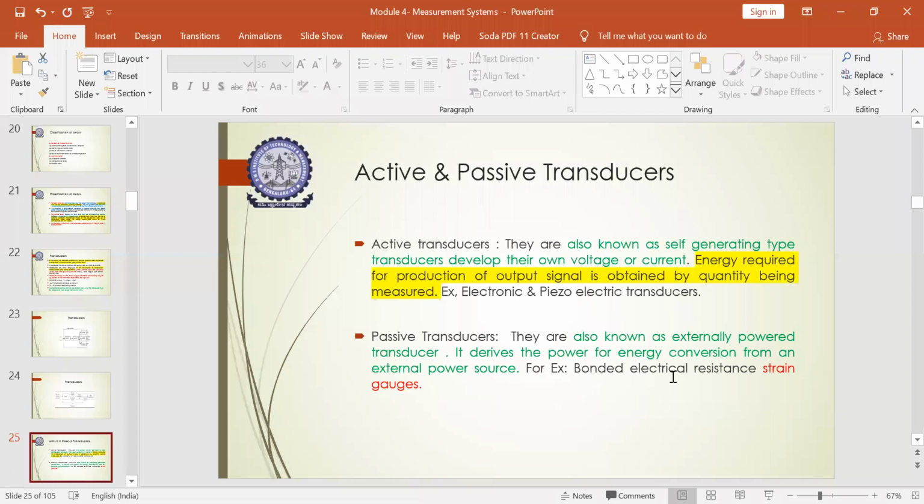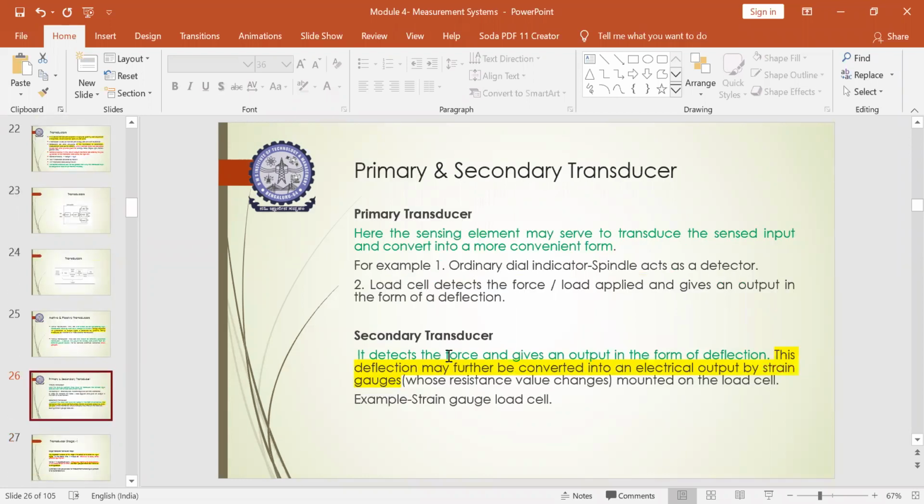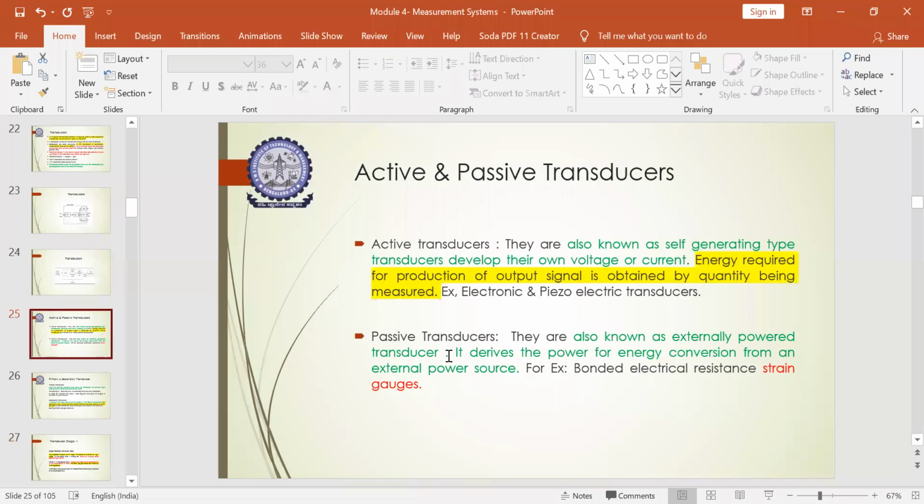An example of these is the strain gauge transducers. Okay. So if they ask you the classification with an example, you should be able to explain both active and passive transducers. So this is one type of classification.